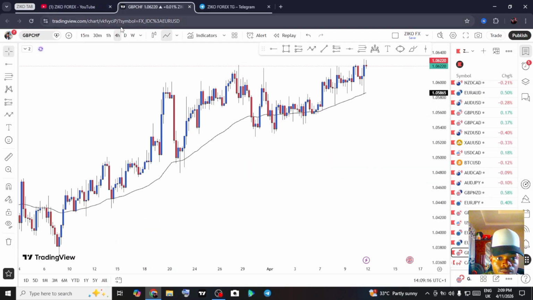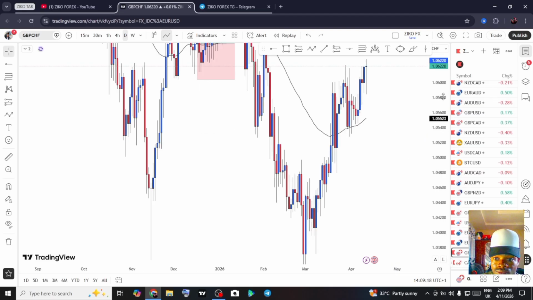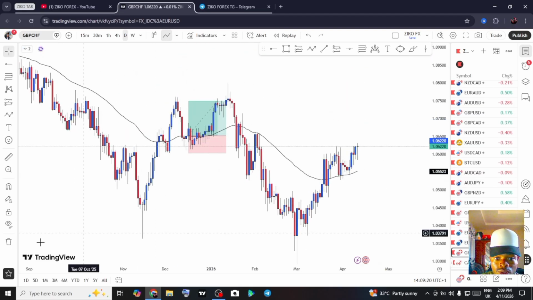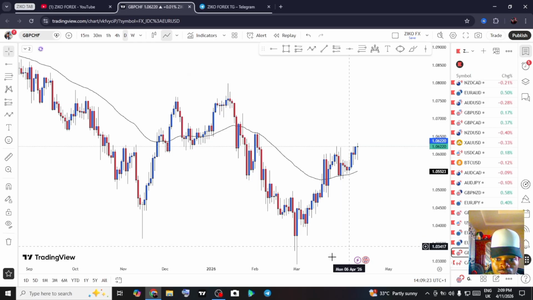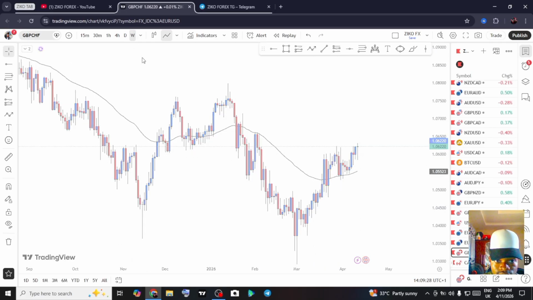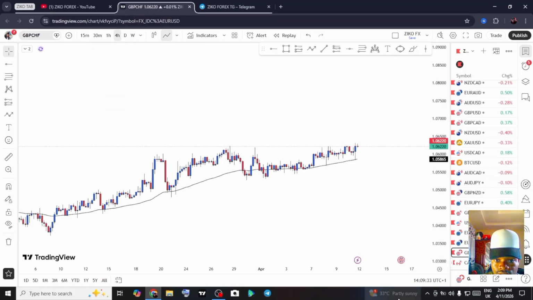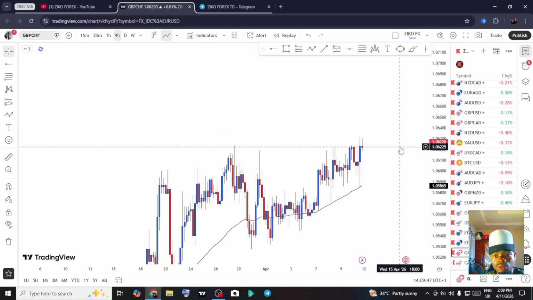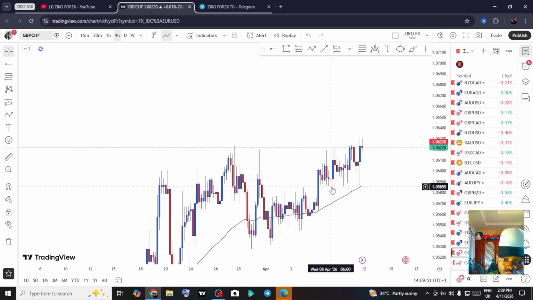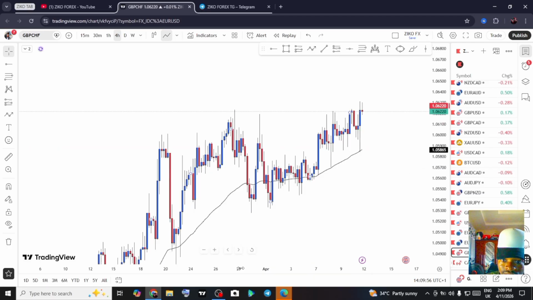GBP. All right, so GBP market structure on the daily is bullish, right? Weekly time frame is bearish, and the 4 hour time frame, okay, the 4 hour time frame is bullish on GBP. Now, even if the 4 hour time frame is bullish, I don't like this kind of market that has too many wicks to the top and the bottom.